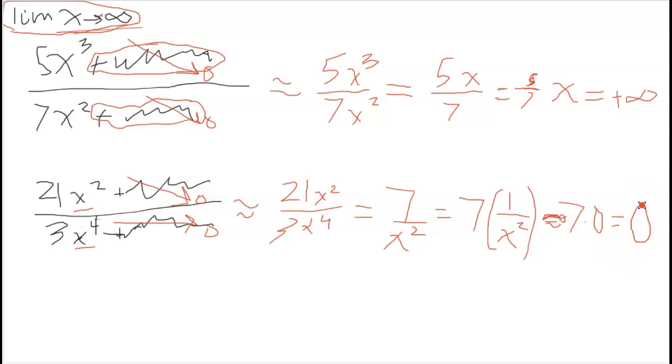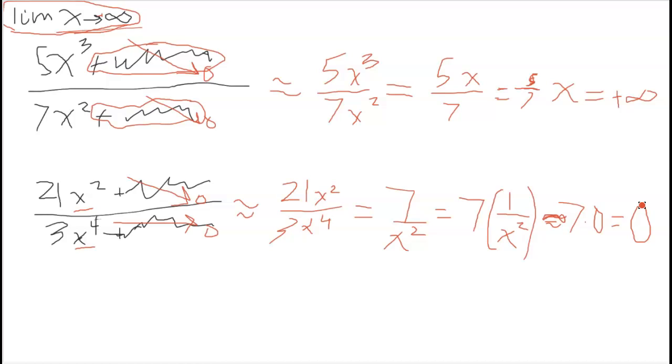0. Why 0? Because look at the original problem. The bottom polynomial is so much bigger that it dominates the top one. It gets huge compared to the top one. So you get a number divided by a number that is increasingly huger and huger. 1 divided by bigger and bigger, that goes to 0.